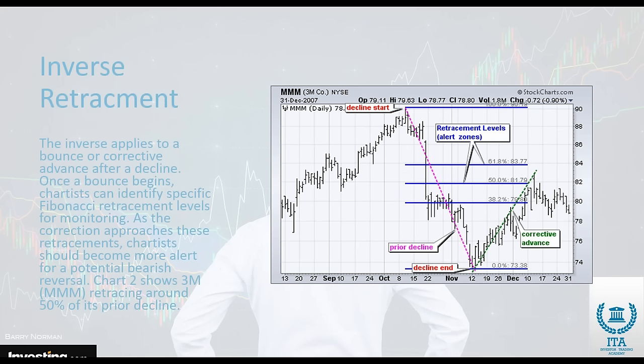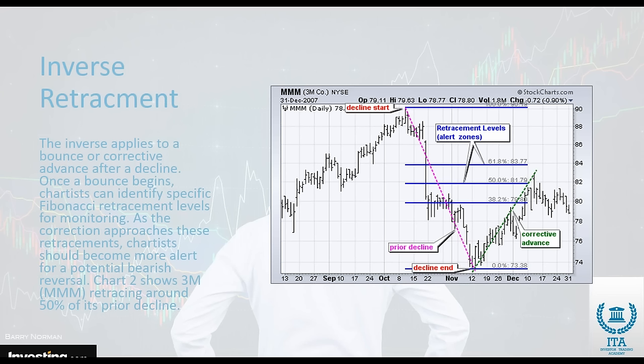Now, the inverse applies to a bounce or corrective advance after a decline. Once a bounce begins, chartists can identify specific Fibonacci retracement levels for monitoring. As the correction approaches these retracements, chartists should become more alert for a potential bearish reversal. The chart shows here 3M retracing to 50% of its prior decline.